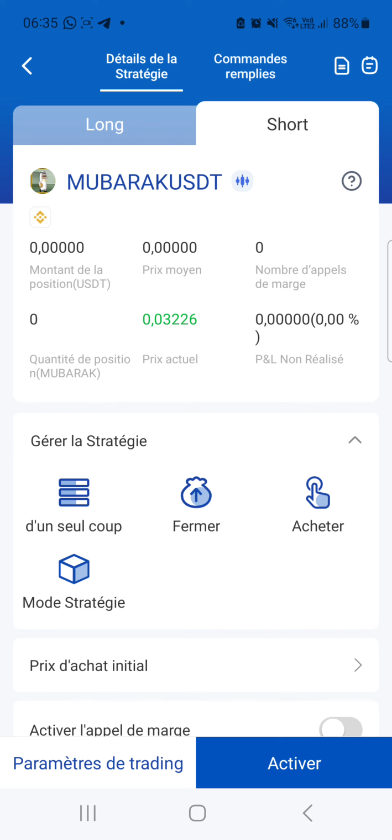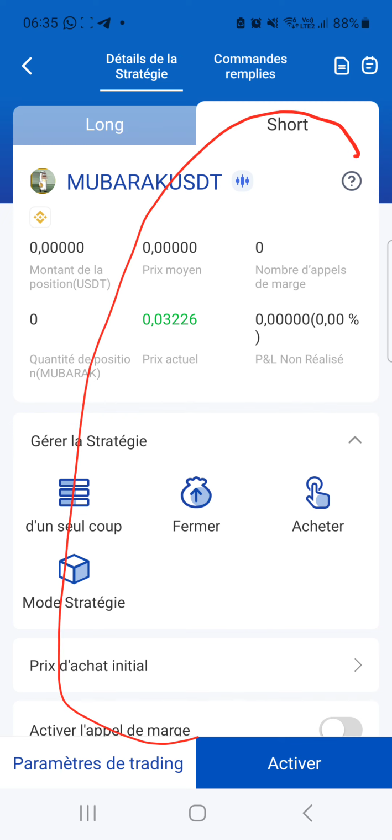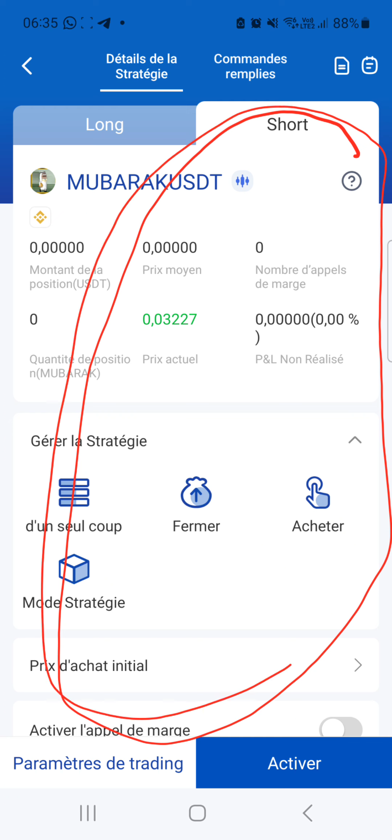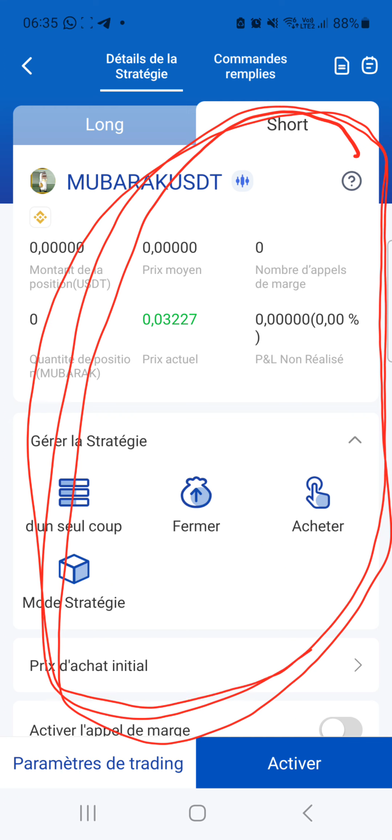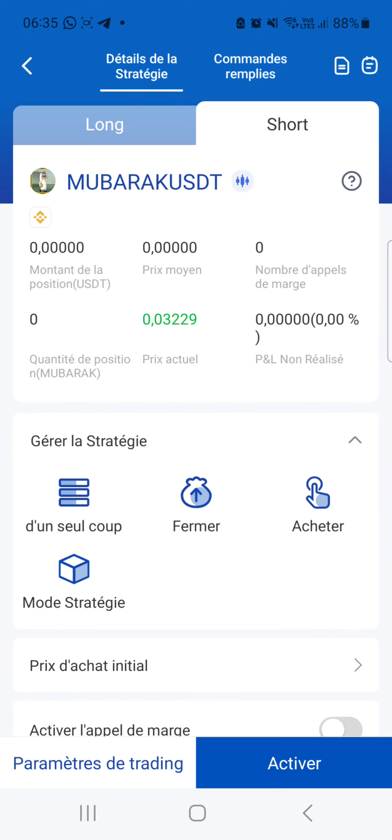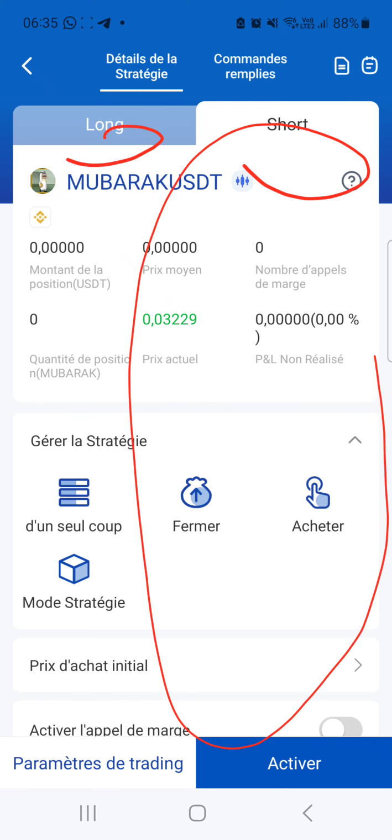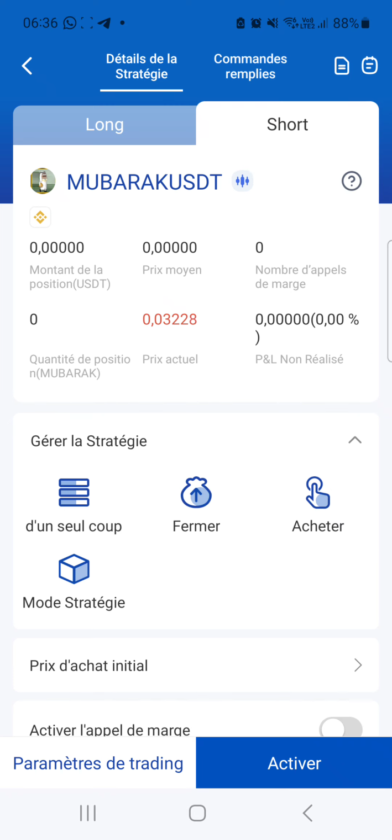I tap on short. So if the signal says short, the direction that is showing on the signal must be in white color. So here on this graphic, we are on the short direction. That's why it is in white, and here it's blue. So you come and tap on trade settings down there.